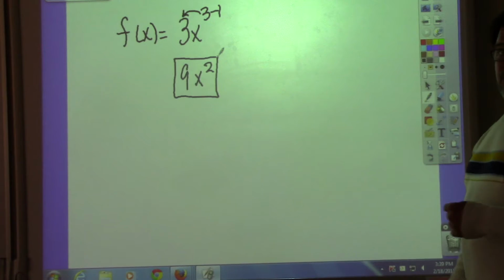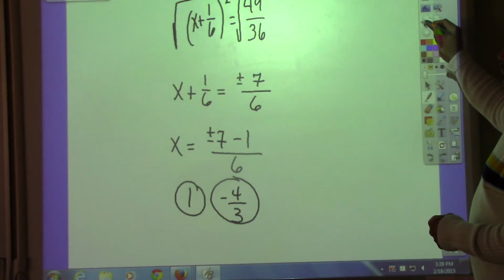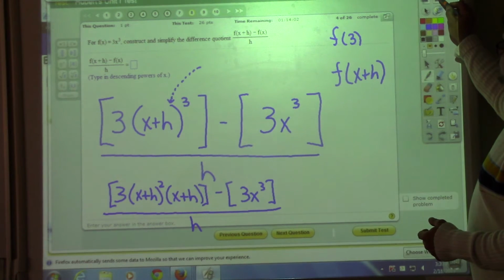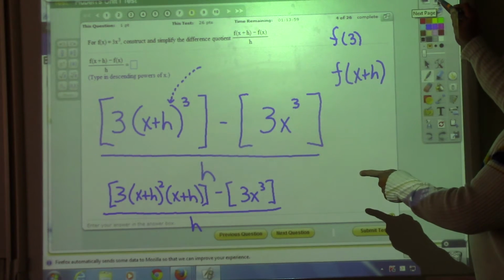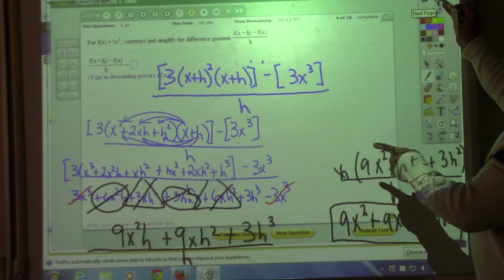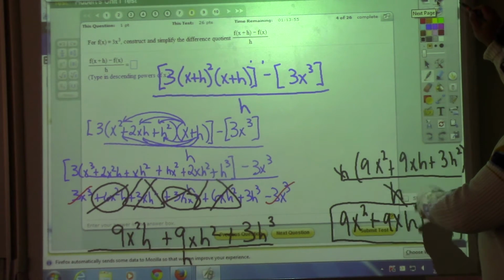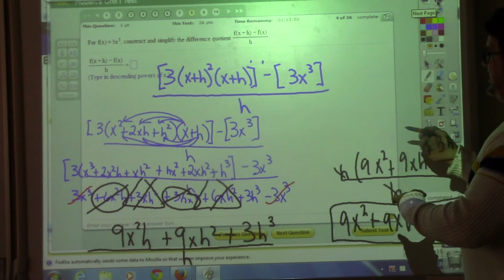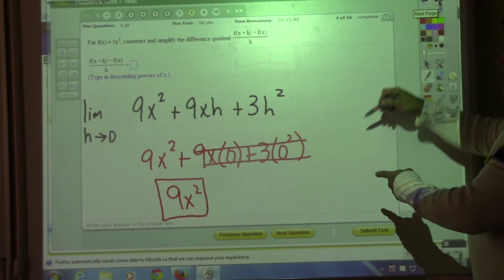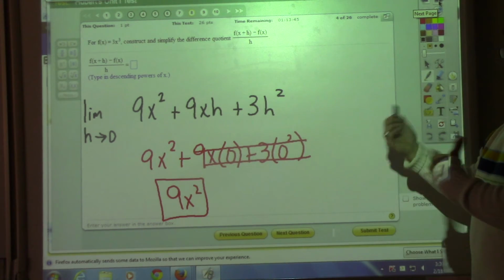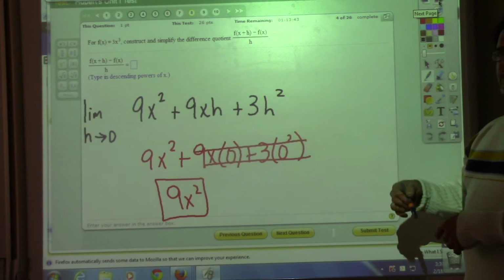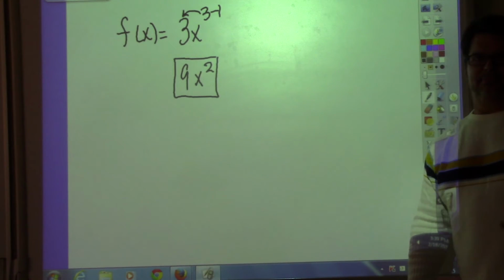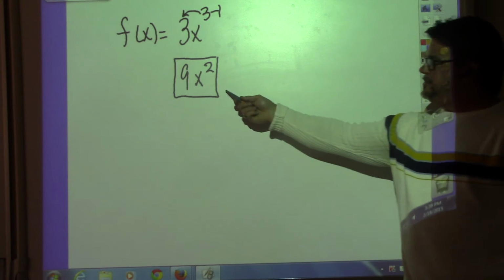So, you can either do the difference quotient, okay, hold on, which is how many steps? 1, 2, 3, 4, 5, 6, 7, 8, 9. And then you got to do the limit, which I just did right there, 10, 11, 12, whatever. Or you can learn the calculus and just do one step. So was that the final answer, 9x squared? That's the final answer in calculus.